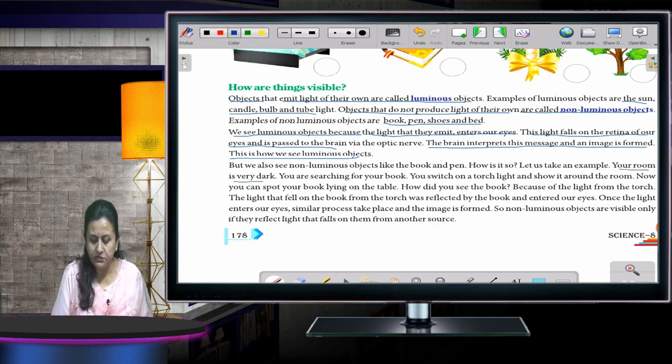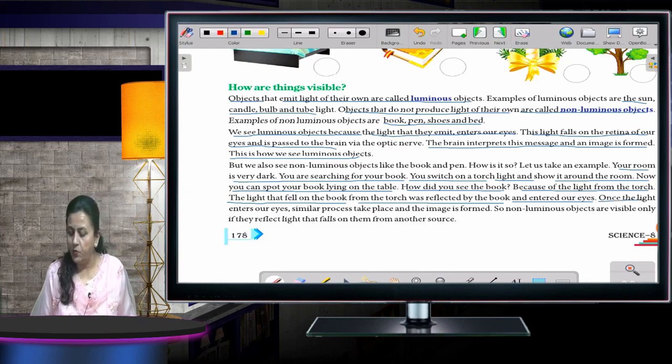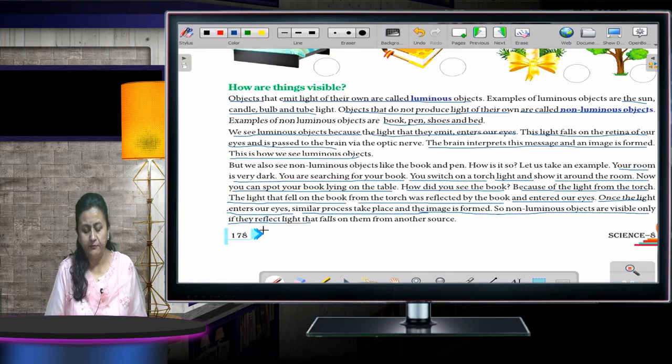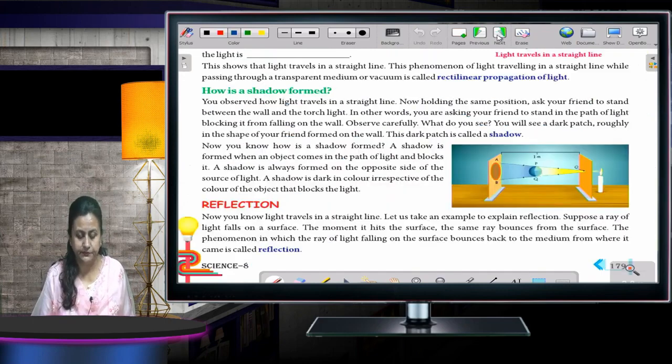Suppose your room is very dark and you are searching for your book. You switch on a torch light and show it around the room. Now you can spot your book lying on the table. How did you see the book? Because of the light from the torch. The light that fell on the book from the torch was reflected by the book and entered your eye. Once the light enters the eye, a similar process takes place and the image is formed. So non-luminous objects are visible only if they reflect light that falls on them from another source.